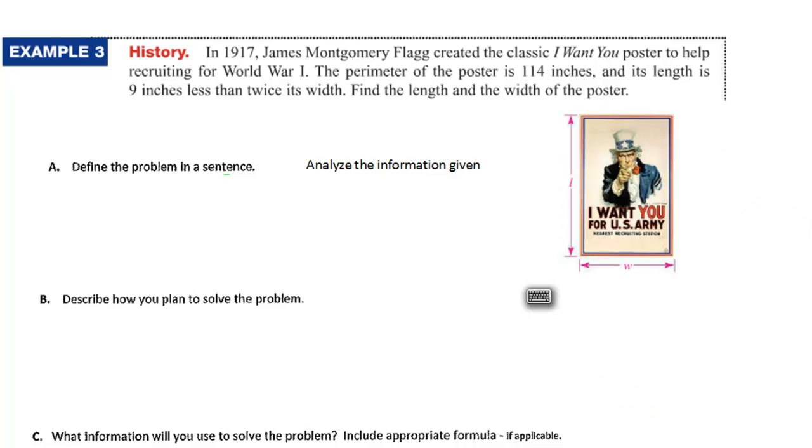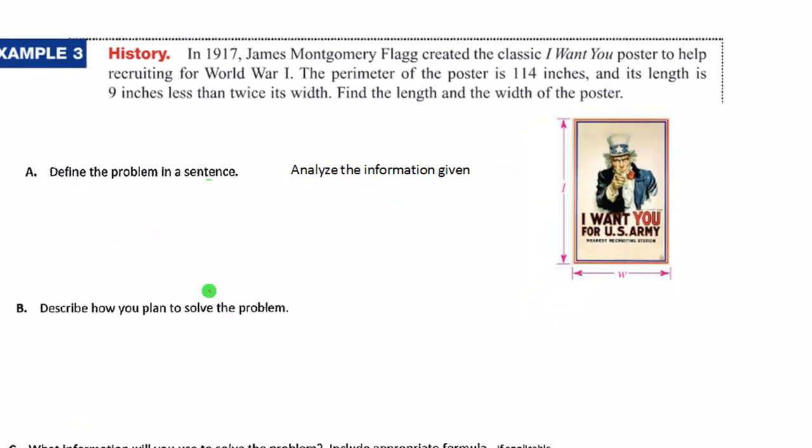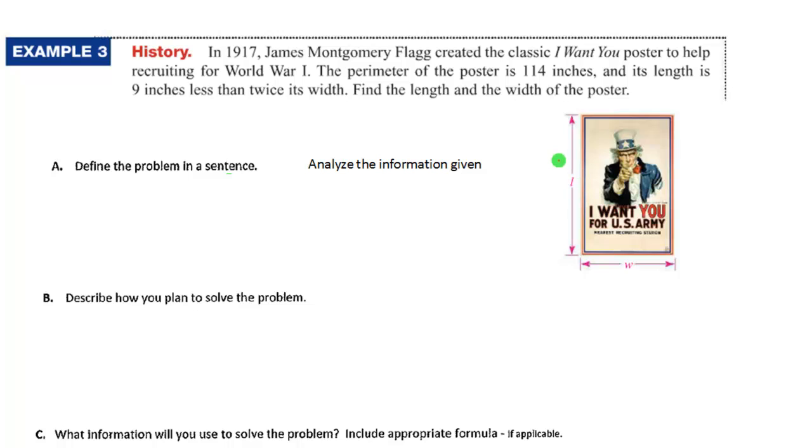Okay, so here's our poster, and here's the length L and the width W. And so the problem is that we know that this length is 9 inches less than twice this width. We know the total perimeter is 114 inches. And we want to find the length and the width. Okay, so how do we plan to solve this problem? We'll define the two variables, L for length and W for width, and then we're going to create a system of equations to solve.